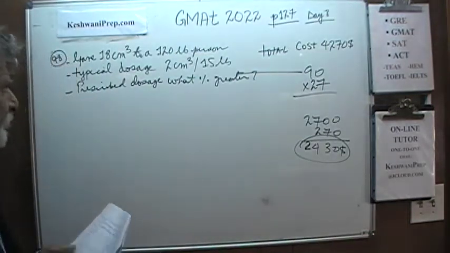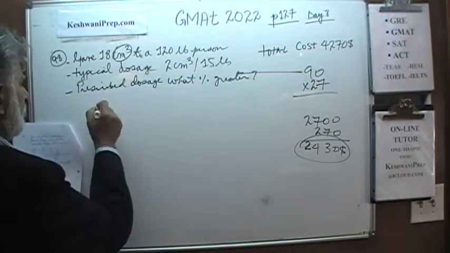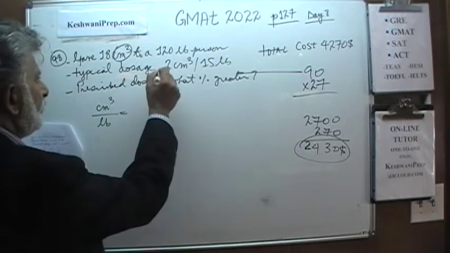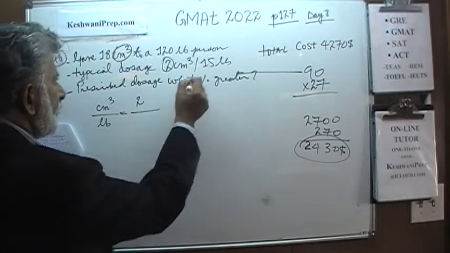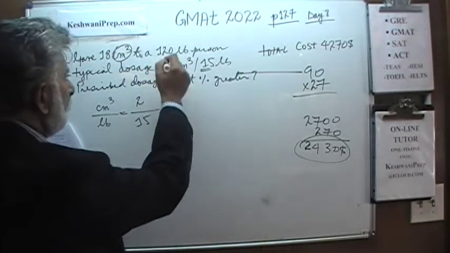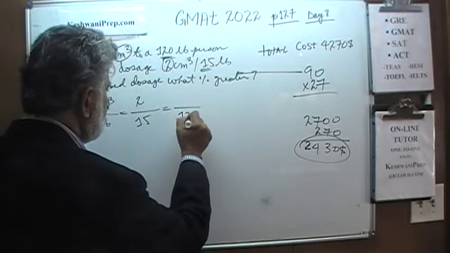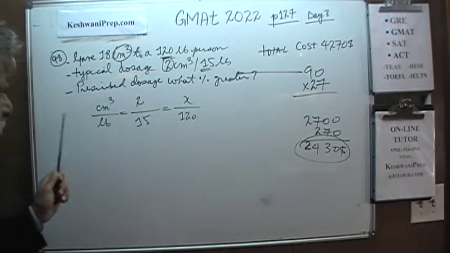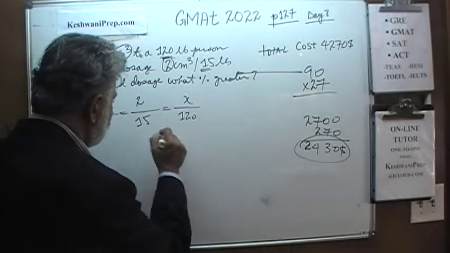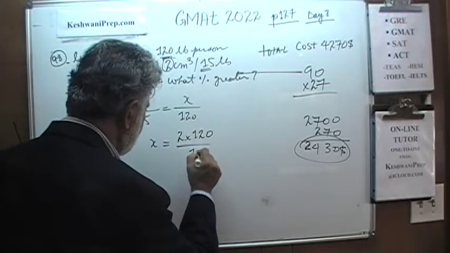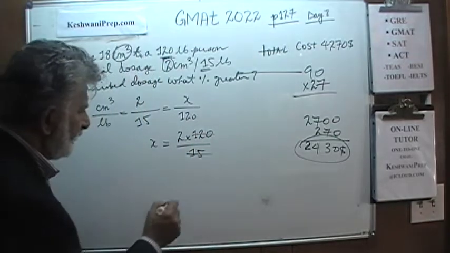Set it up as a proportion problem. We have cubic centimeters and pounds, and we know it's supposed to be 2 cubic centimeters for every 15 pounds. The patient that we have is 120 pounds. What should we have given this person? Let's find out. Solve for x. Bring the 120 to this side. That's all it is. X equals 2 times 120 over 15. Divide top and bottom by 5. That's going to give us 3.